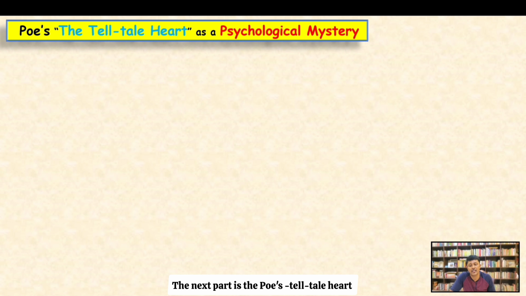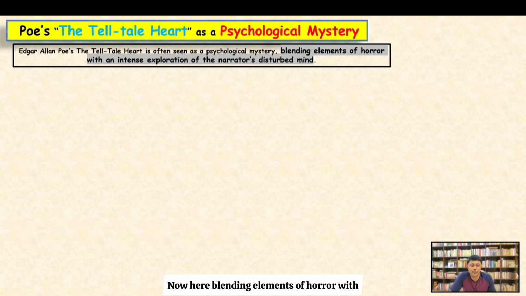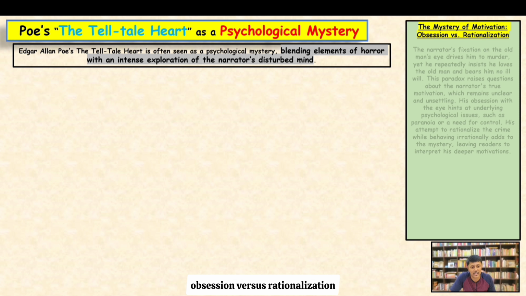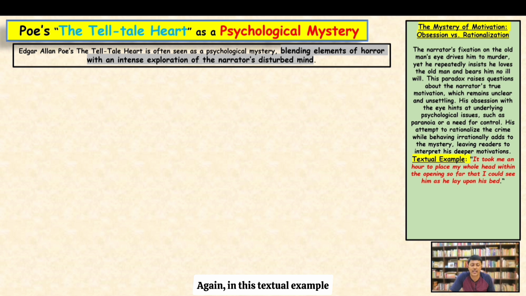Next part is the psychological mystery of the heart. Here, blending elements of horror with an intense exploration of the narrator's disturbed mind. So the narrator has a disturbed mind, and also there is a horror arc connected with it. The first point is the mystery of motivation, obsession versus rationalization. Again, in this textual example, what you need to get is that the narrator's fixation on the old man's eye drives him mad, as we have already understood. So, this is the mystery of motivation.